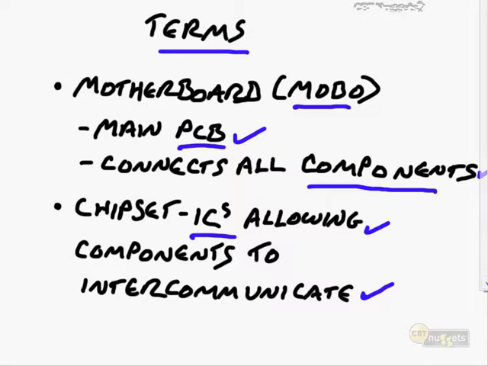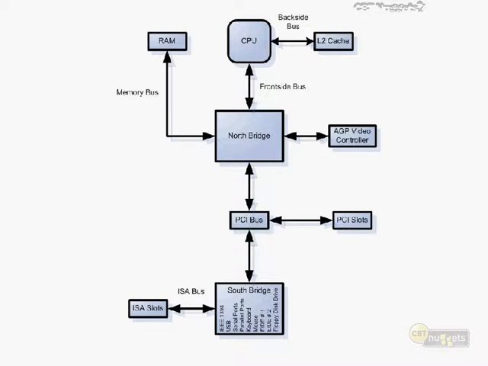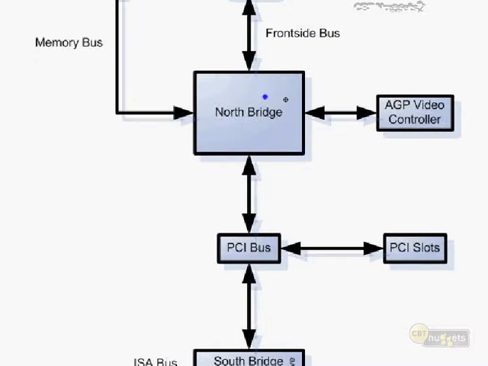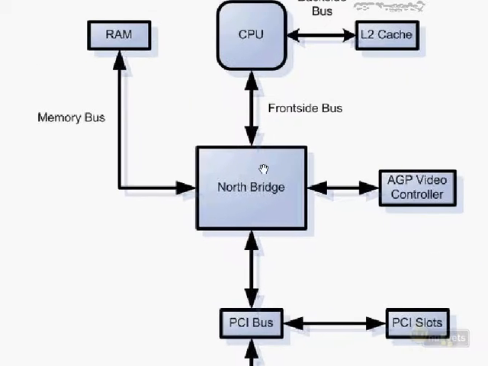And probably the most common form of a chipset, at least in its basic architecture, even though we don't always use it all the time anymore, would be something called a north-south bridge architecture. Now to get started here, let me just go ahead and zoom in a little bit so we have a little more room to look at stuff here. And pull this down a bit.